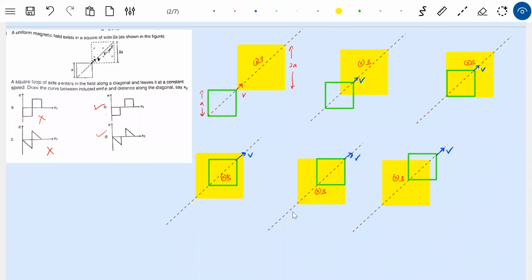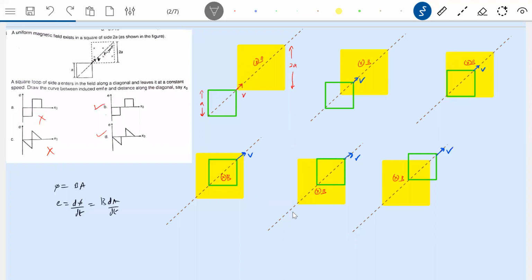Because EMF induced, flux is what? BA. So EMF induced is d phi by dt, B into dA by dt. Now we have to check it. dA by dt, is it constant or variable? I think the mathematics, you know, so much of geometry, everything.